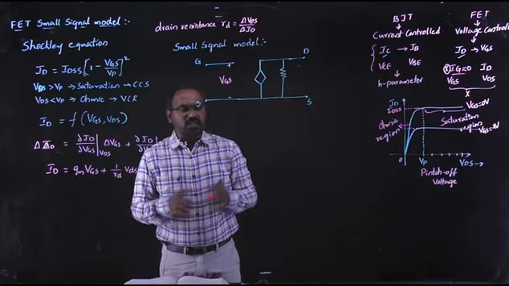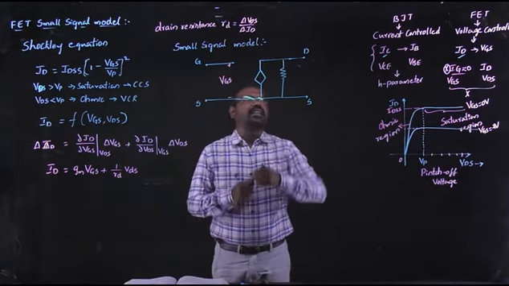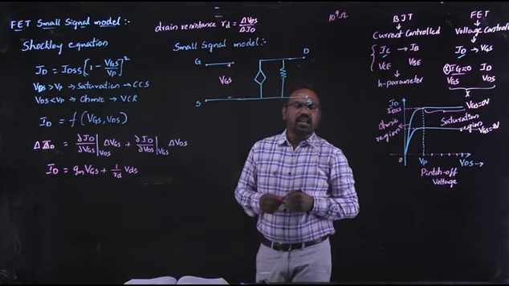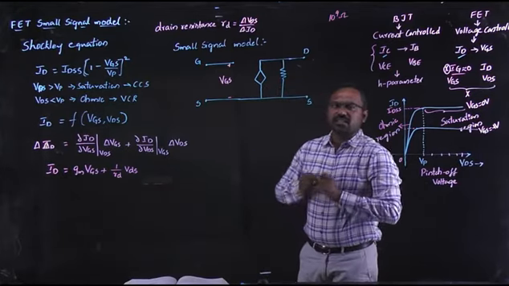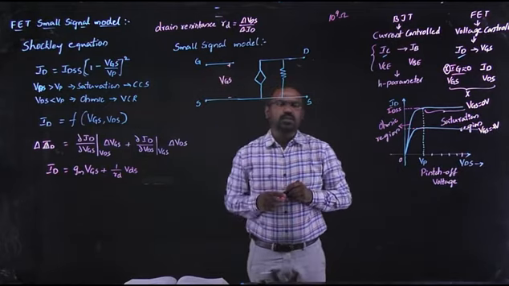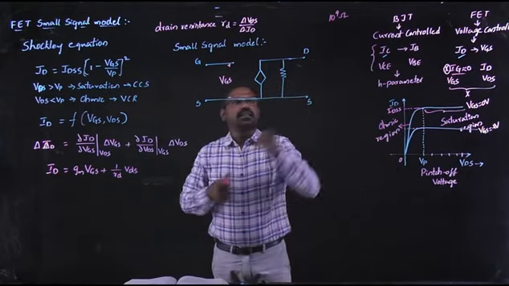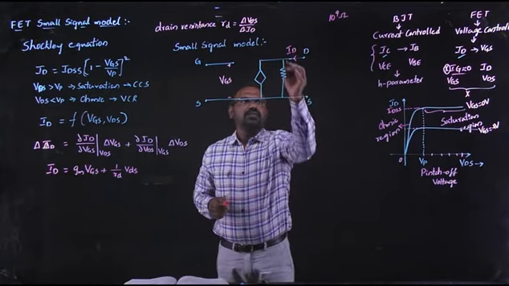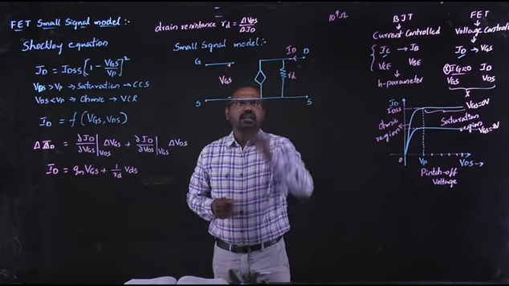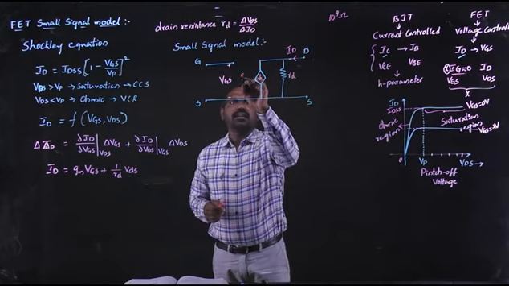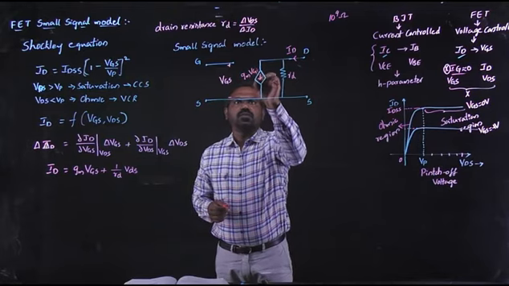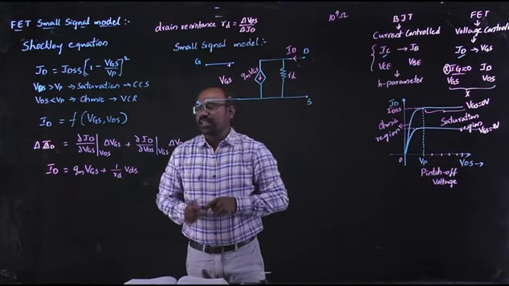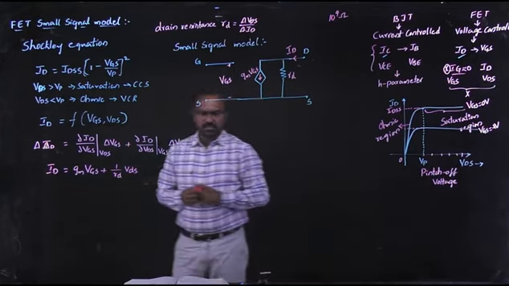So 1000 mega ohms means it is approximately 10 power 9 ohms. It is approximately 10 power 9 ohms, meaning a very high resistance value. That is the reason why we are making it an open circuit. And the current which is flowing through the drain terminal is ID. So RD, and this is the current gm into VGS, where gm is called the transconductance.